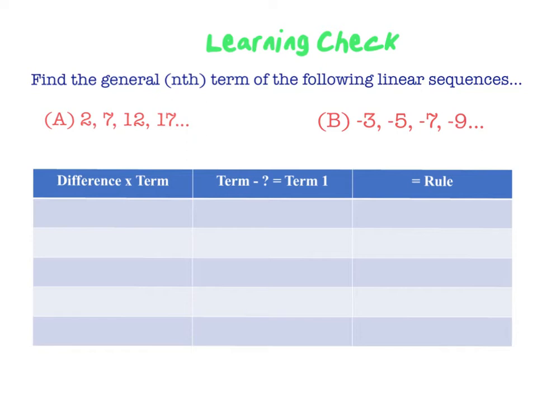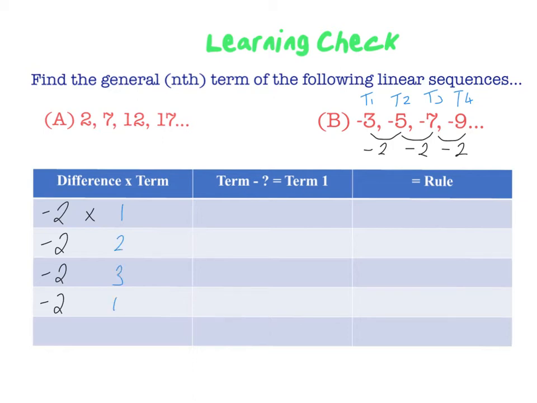So again, we're going to find what the difference is. So in this case, we're subtracting 2. Subtract 2, subtract 2, and subtract 2. Okay, so my difference is minus 2, and that happens the whole way down. And how many terms do I have? 4. And I'm going to multiply that by the term. So when I say by the term, what I mean here is that this is T1, T2, T3, and T4. That's the term. So I'm multiplying by 1, 2, 3, and 4.